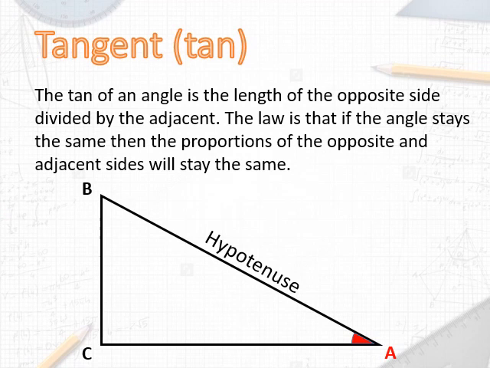All right, so let's just look at tan for a second. We know the hypotenuse is AB. If we're talking about tan of angle A, so A is the one that's highlighted, the opposite is BC, the adjacent is AC.